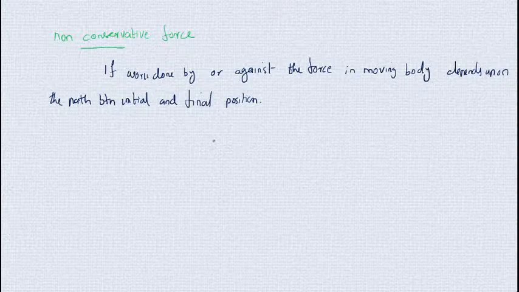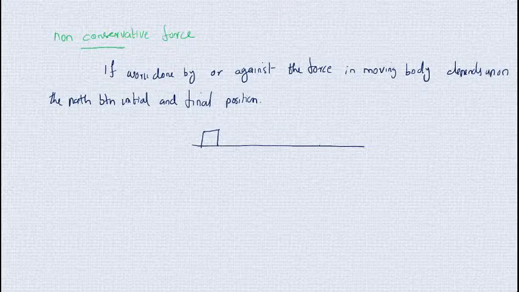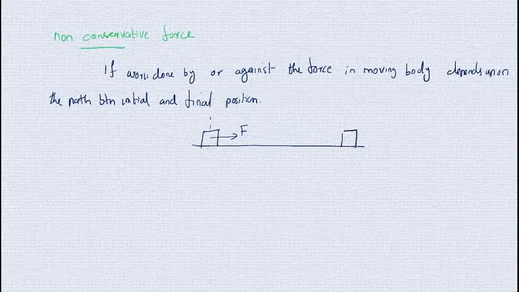A simple example: you see this one, this is a surface. A body is now moving. Just imagine this is a rough surface. A body is moving in this direction, and you are applying this force here. After some time, the body reaches here. This is the initial position and this is the final position. How much work has been done here? We can say that the work has been done against the force of friction, because you are doing work against the force of friction. So you have done some work.